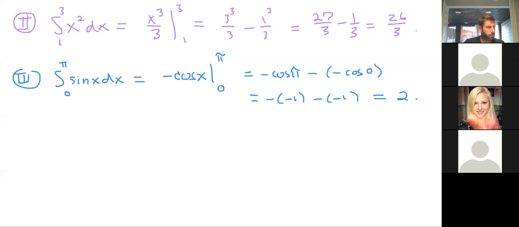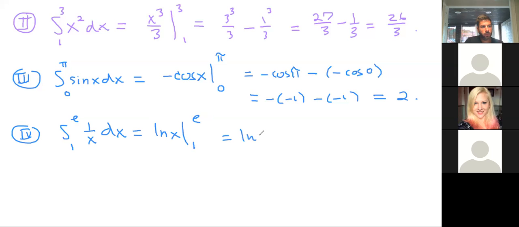How about we integrate from, say, 1 to e of 1 over x dx? Well, what function's derivative is 1 over x? Well, that's the log of x from 1 to e. And so that's log of e minus log of 1, which is 1 minus 0, which is 1.